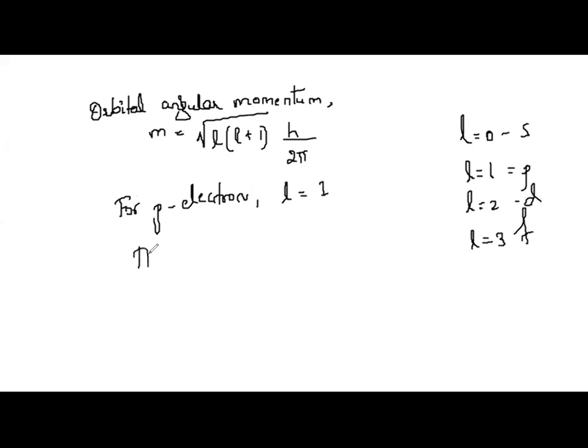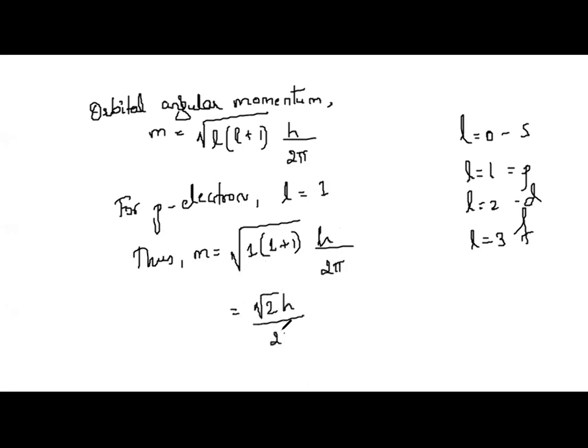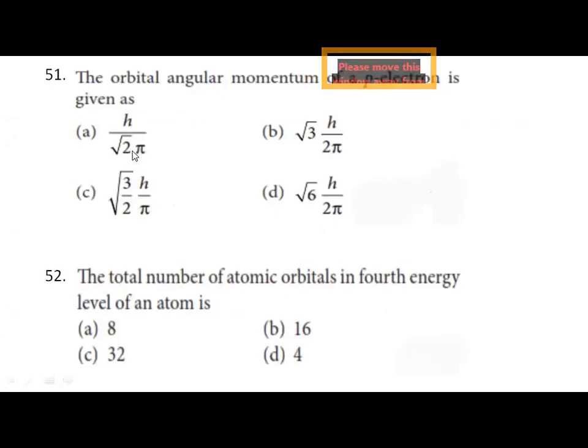So let us substitute. Thus I can say M is equal to root of 1 into 1 plus 1, times h by 2 pi. I'll keep h by 2 pi as it is. 1 plus 1 is 2, 2 into this is 2. Therefore, I can write this as root 2 h upon 2 pi. Or this can also be written as h upon root 2 pi. So let us see which option contains this. Yes, it is h upon root 2 pi. Option A is the correct option.